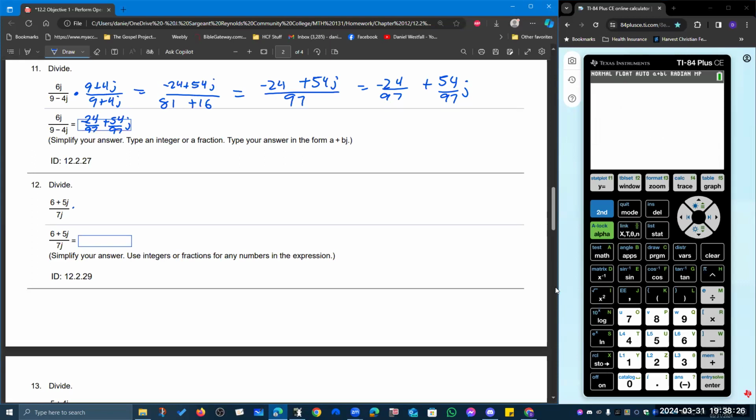It's easier to get rid of the complex number in the denominator here. We're going to multiply by j over j. So this is 6j, and this is going to be a negative 5. And this is going to be a negative 7. So this comes out to be 5/7 minus 6/7 j.